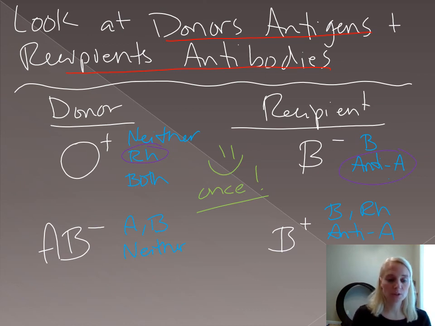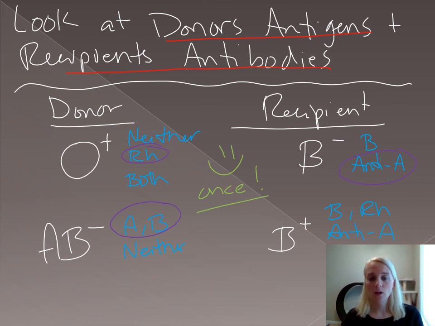So donor's antigens, recipient's antibodies. Could a recipient with anti-A antibodies recognize an AB blood type? Yes, that's bad. So that would be a bad match. All right, so that's our blood typing.